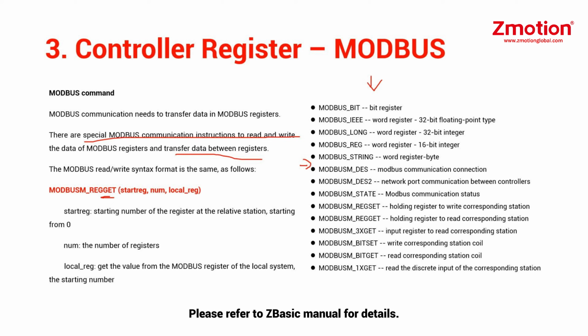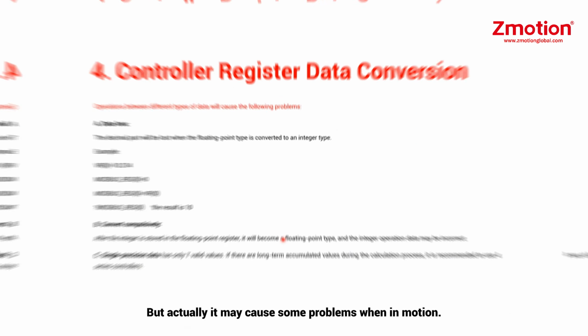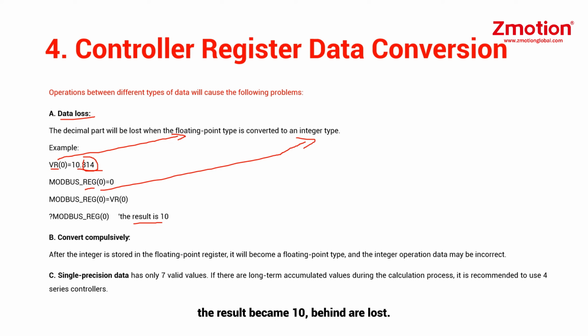This form shows commonly used register data types and the value range of each unit. As mentioned before, data can be converted, but actually it may cause some problems in motion. Let's see. Number 1. Lose data. When the floating point type is converted to an integer type, the decimal part will be lost. For example, convert VR to REG. The result became 10, and the digits behind are lost.